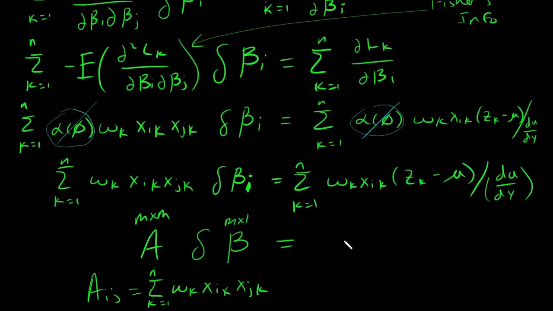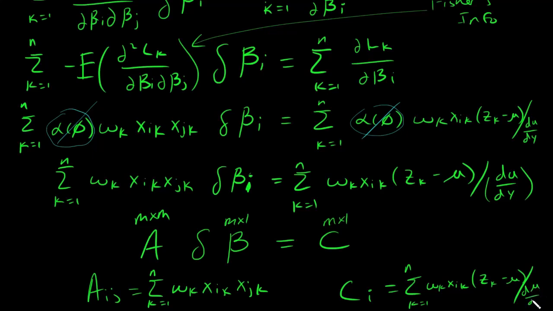And then they say that this equals C, where C is an m by 1 vector. So the ith element of C is exactly what you see up here, from k equals 1 to n of w_k, x_ik, (z_k minus mu) divided by d mu d eta. Okay, so they're just using matrix notation there at the end, but that's basically how they arrived at that equation there.